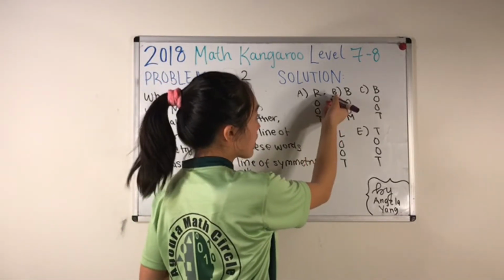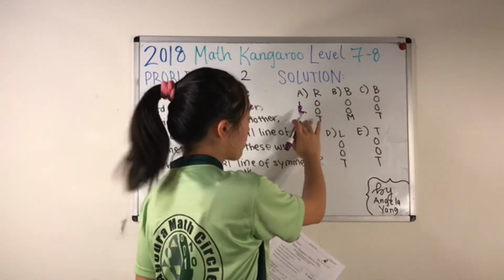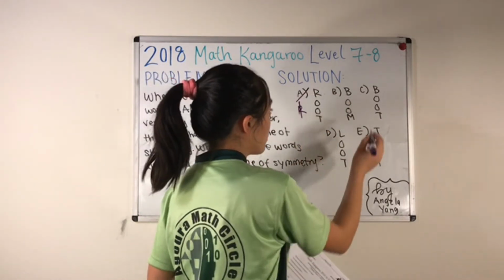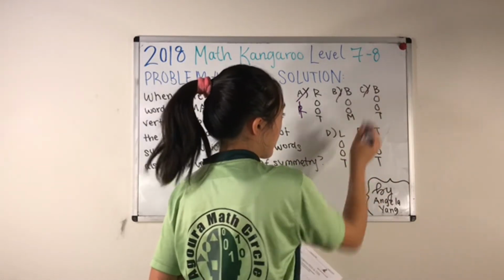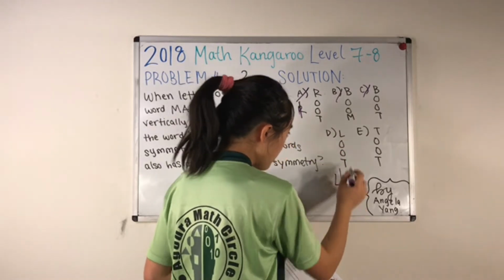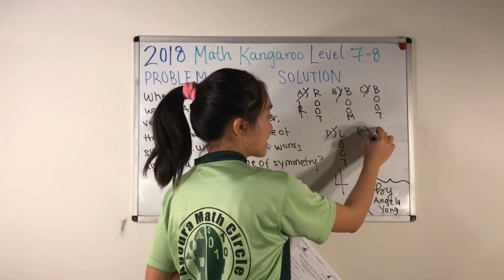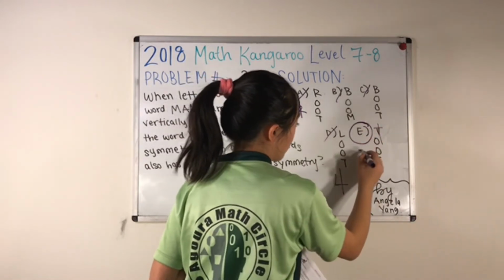So the first letter R doesn't work because R does not have a line of symmetry. So A is out. The letter B doesn't have a line of symmetry either, so B and C are out. And then the letter D doesn't have a line of symmetry, so D is out, but the letter T does. So that means the answer is letter E.